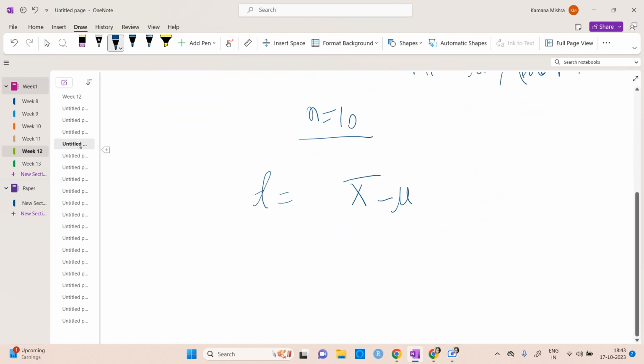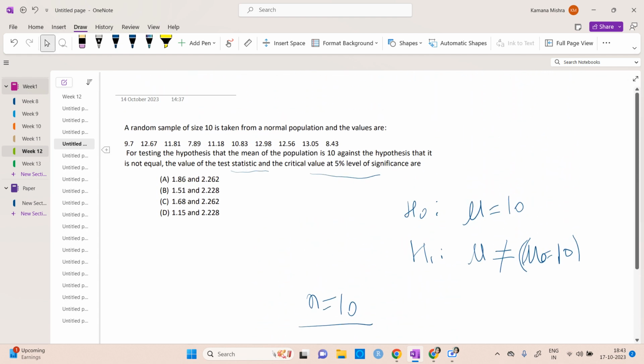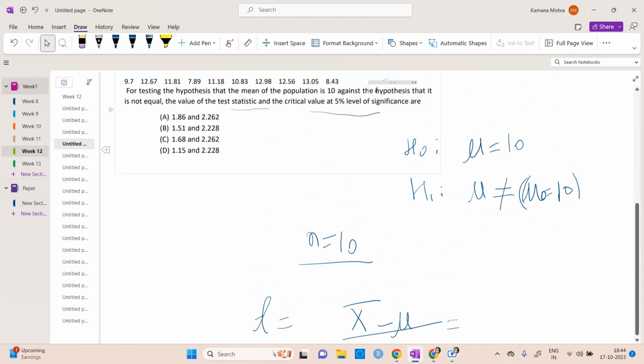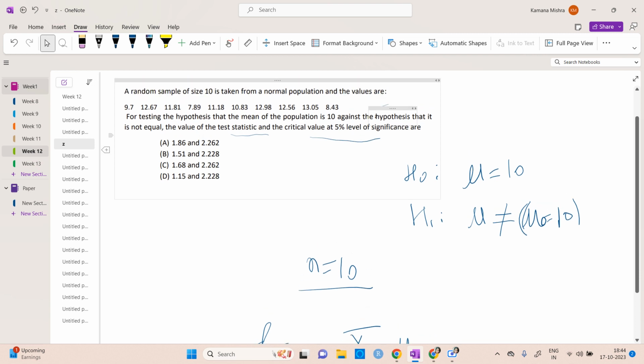So t is x bar minus mu divided by s upon root n. Now x bar you need to find. Firstly we need to find x bar and then we need to find this s, right? Because that is required here. So n is 10 as given, mu is 10. So we need x bar and then s, the sample standard deviation. I think I have told you, you can find it in the calculator also.